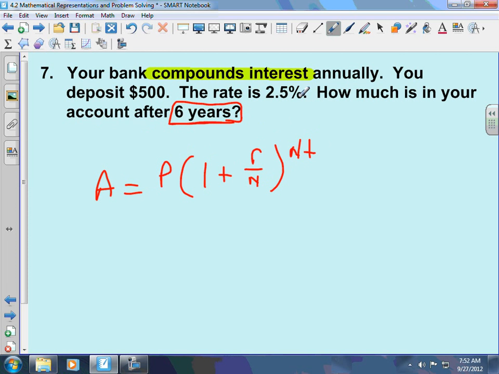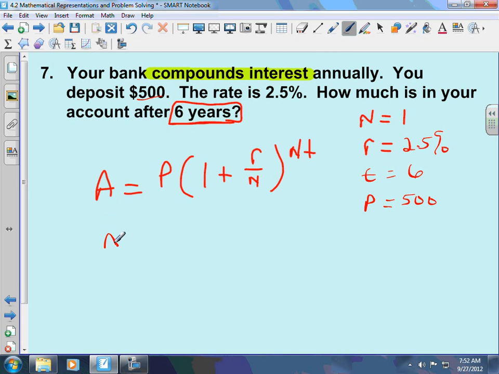How many times is it compounded annually? Well, your bank compounds interest annually. Annually means 1 time. So your N equals 1. R is your interest rate. Your R equals 2.5%. Must remember to put the percent sign on it. Your T equals 6. And your principal, how much was in your bank to start? $500.